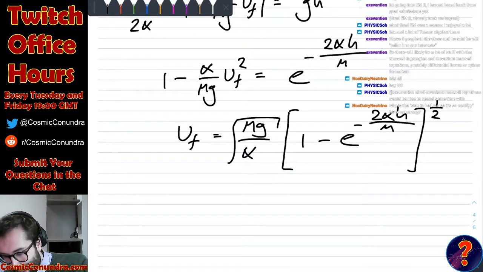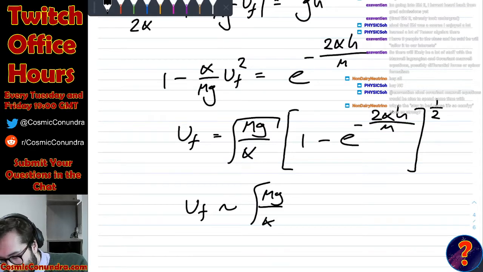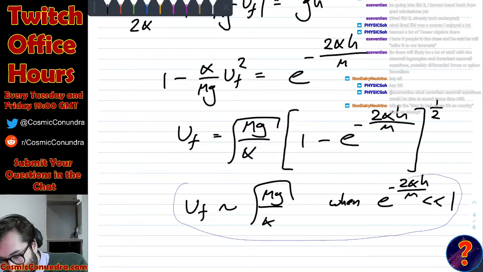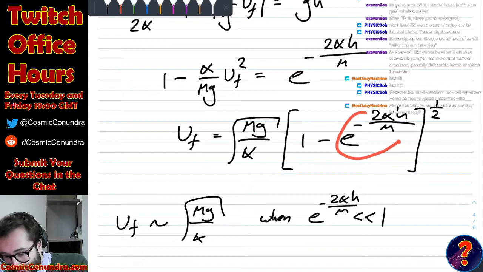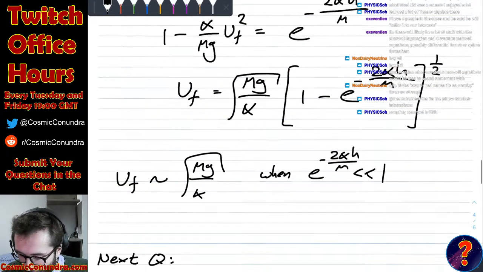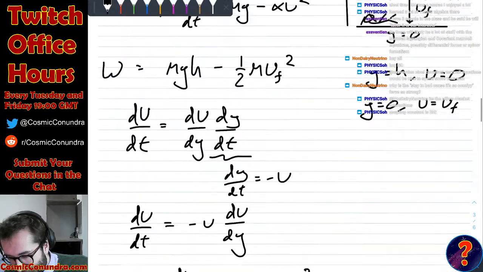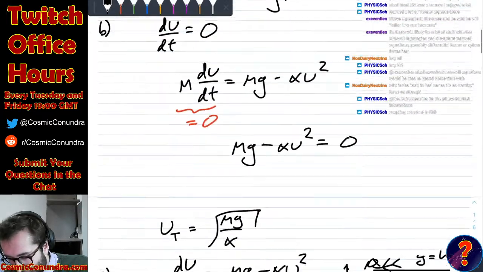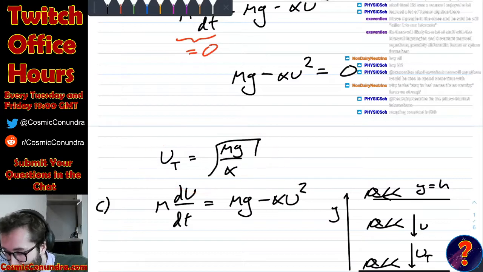So you can see that when this term here is small, Vf will approximately be the square root of mg over alpha, when e to the minus 2 alpha h over m is much, much smaller than 1. Because in that case, when this thing is very, very small, we basically just have the square root of 1. And the square root of 1 is, of course, just very near to 1. And if you remember, the square root of mg over alpha was precisely the expression we had for our terminal velocity.